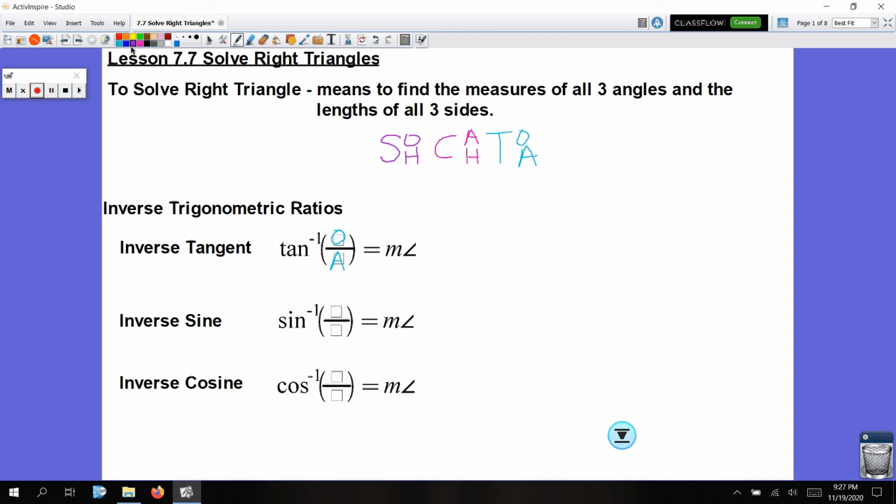So sine inverse, for the angle that you're looking for, you need to have the opposite and the hypotenuse from that angle. And then if you were using cosine, you need to have the adjacent side and the hypotenuse from the angle you're looking for. All right, so let's take a look at some examples. Remember it's SOHCAHTOA. We use regular trig functions to find the sides. We use inverse trig functions to find the angles inside the triangle. All right, here we go.